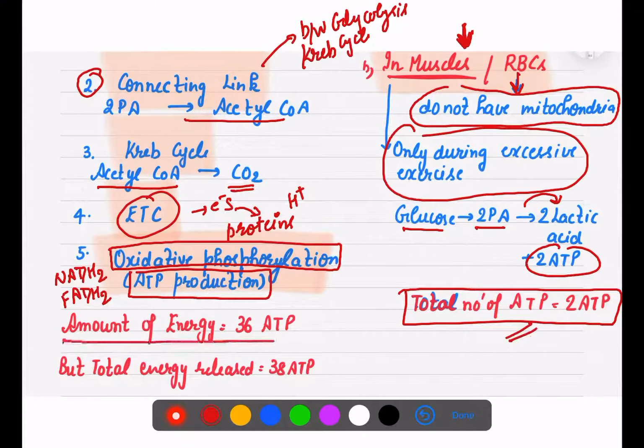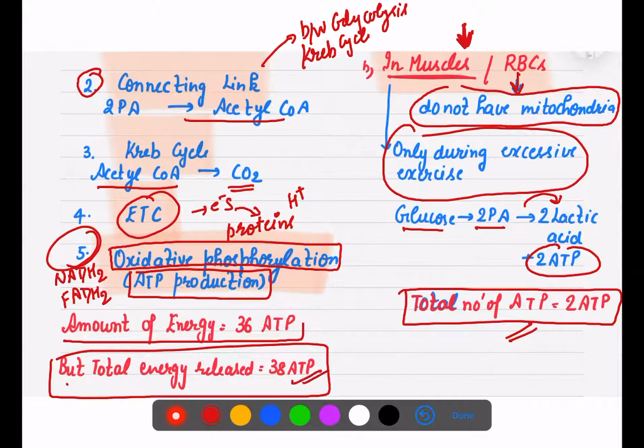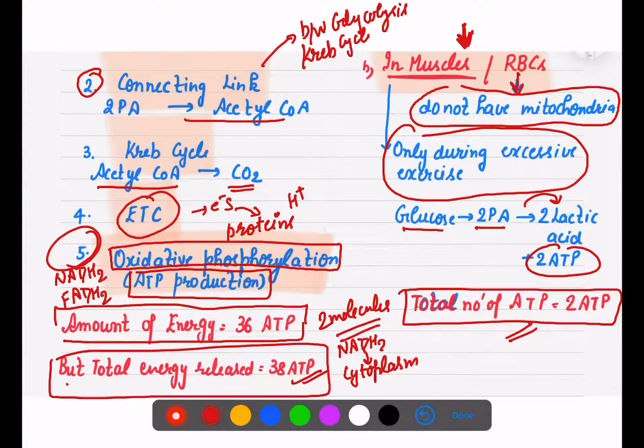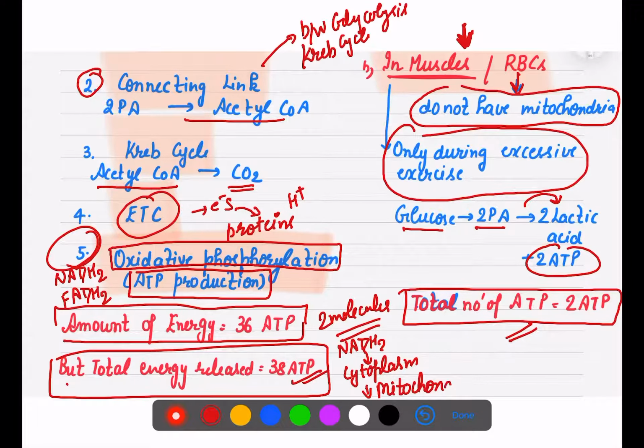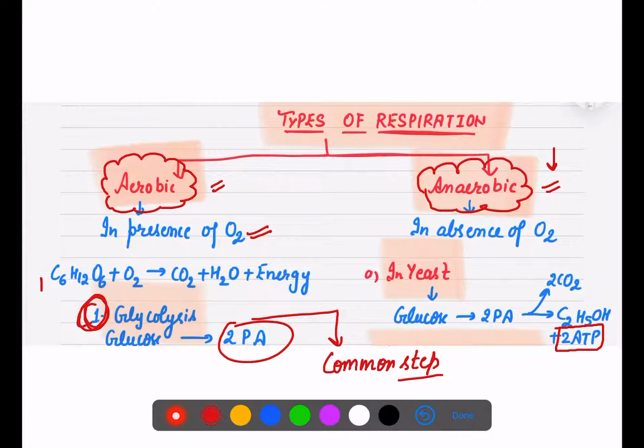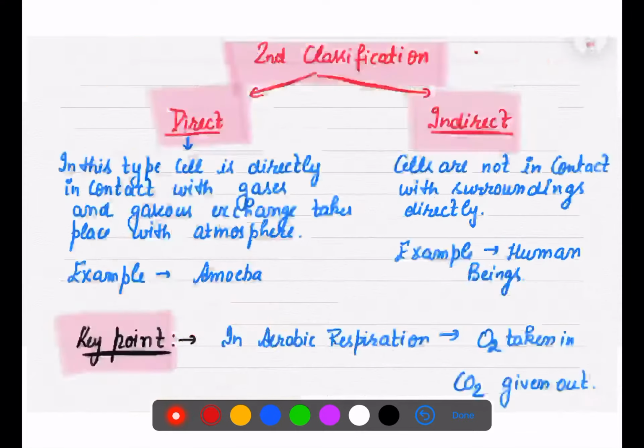The energy produced in anaerobic respiration is only 2 ATP molecules. The total amount of energy formed after these 5 steps is 38 ATP molecules. But in eukaryotes, two molecules are utilized for transferring the NADH2 from the cytoplasm to the mitochondria. So 38 minus 2, we are left with only 36 ATP in case of higher organisms. This was about the types of respiration, which we already discussed in our last chapter, respiration in plants.